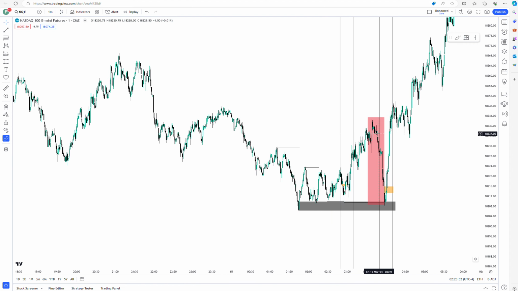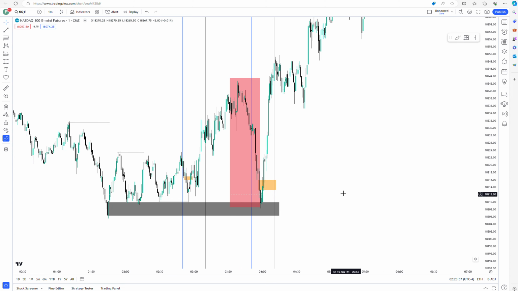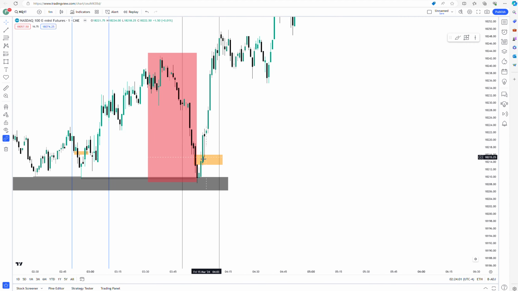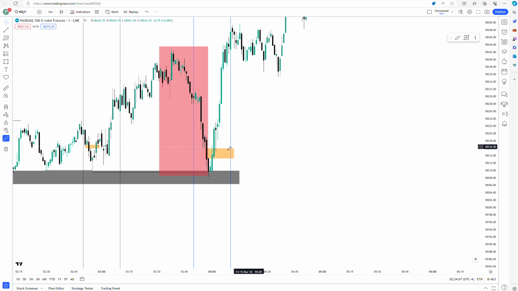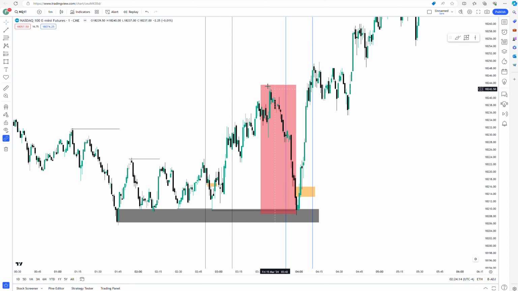We get that abrupt movement here at the start of the macro. The macro sweeps liquidity, and we have an inversion fair value gap. That could have been your entry. So we created the inversion, and you could have entered here, or price actually came back down and traded into it. That could be your entry to go long. Where do you target? Anything in this price leg that's in premium, or this swing high here.